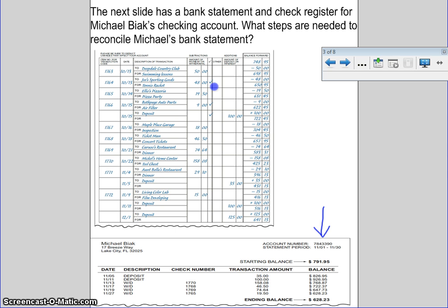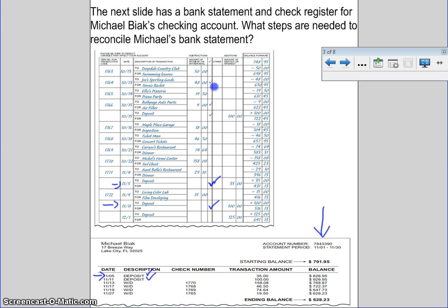If we look at the first one, there is a deposit on November 5th for $35. It goes chronologically with the date. Right here we have 11/5, and it was a deposit for $35. So we put a little check mark in that area, which lets us know that yes, it's cleared, and I'm also going to put a check mark down there to say I've reconciled that item. The next one was a deposit on the 11th for $100. Down here on the 11th, I see a deposit for $100, so I'm now going to check that.